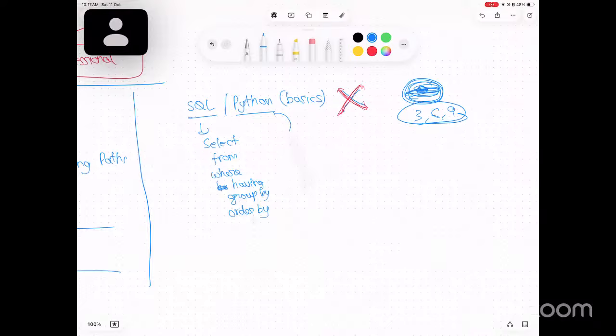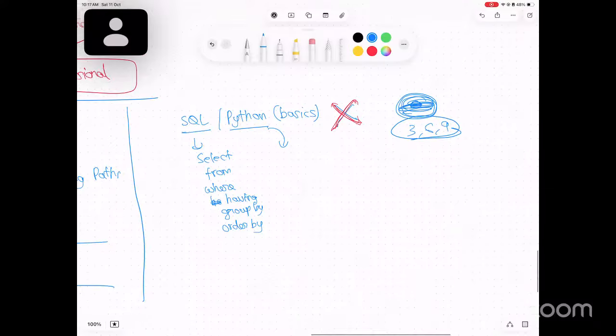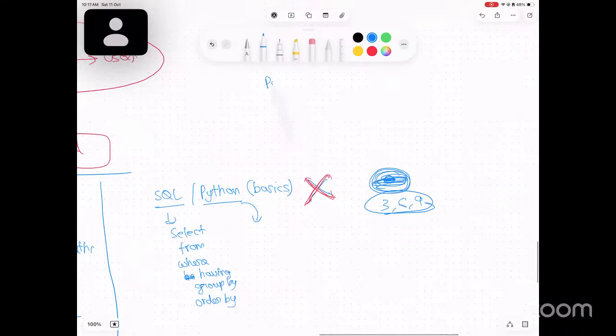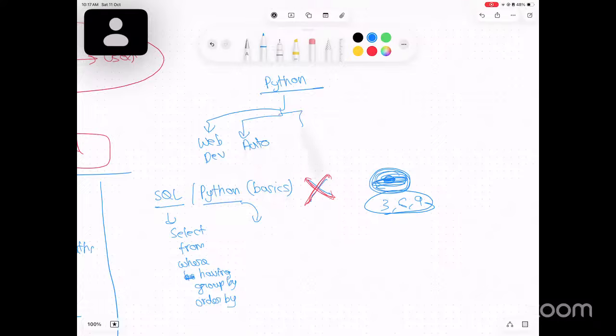Now in Python, you don't have to know the programming side. I want to make a very big distinction here. Python is such a vast language that with Python you can do web development, automation, data science, and data engineering. You can also develop apps, and use it for development of apps and other things.